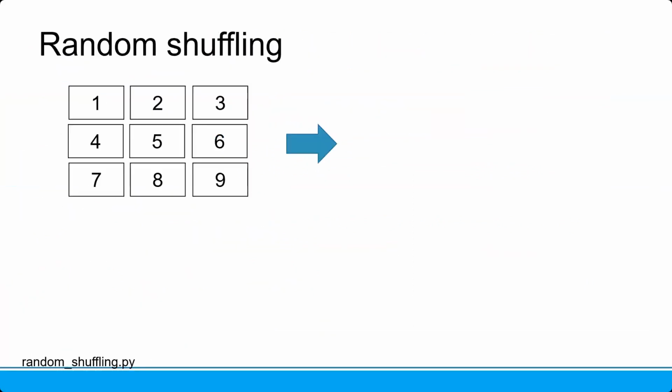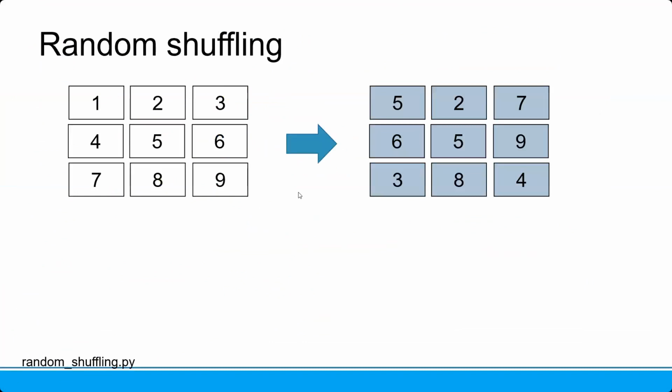We know about random sampling. In random sampling, we want to create a matrix, and after we have the matrix, let's make random positions. So every element should be randomized. The result will be something like this. Then how can we do the random sampling?